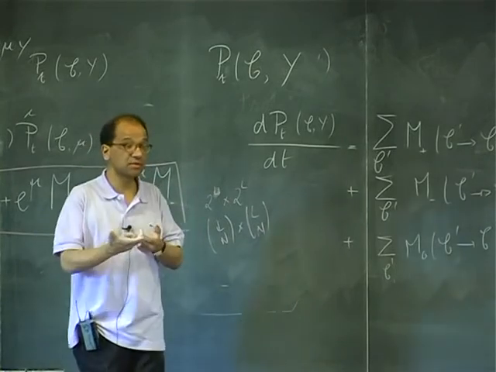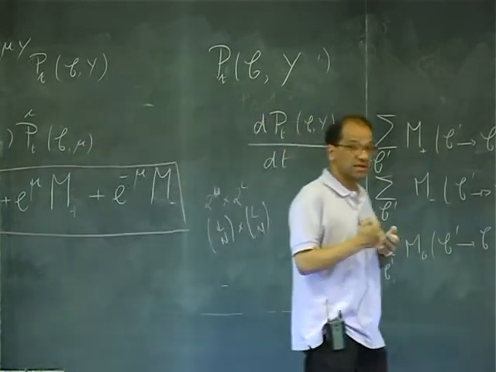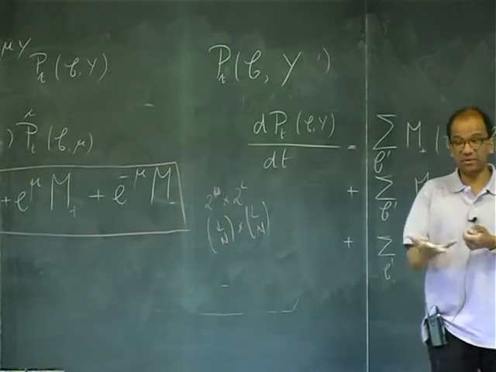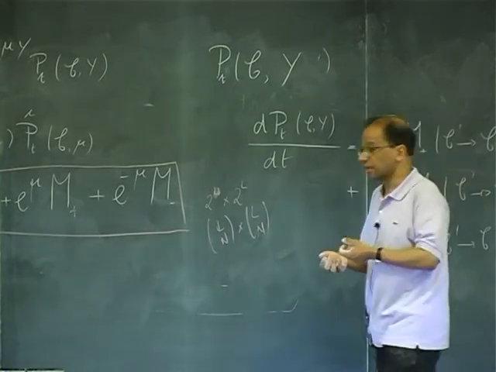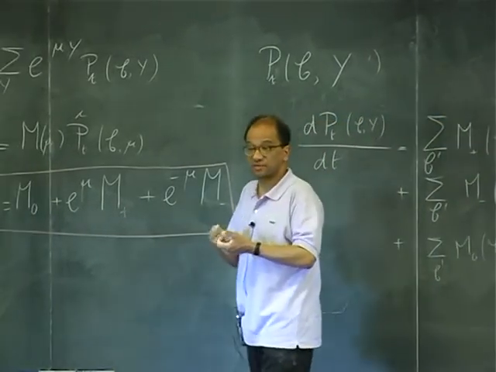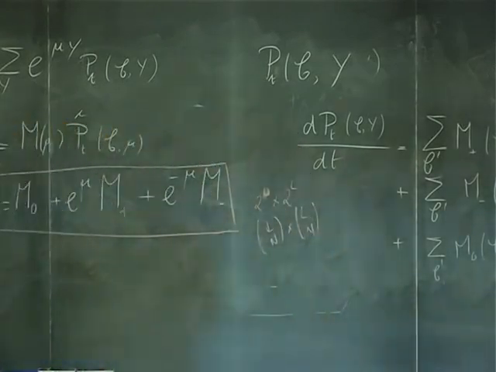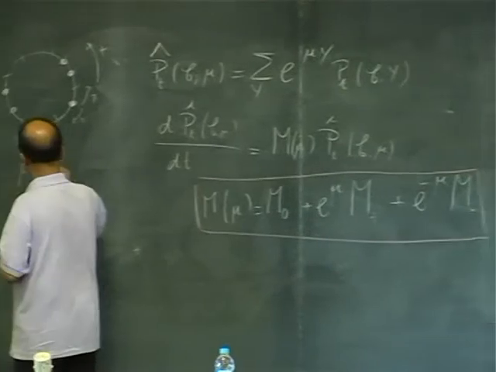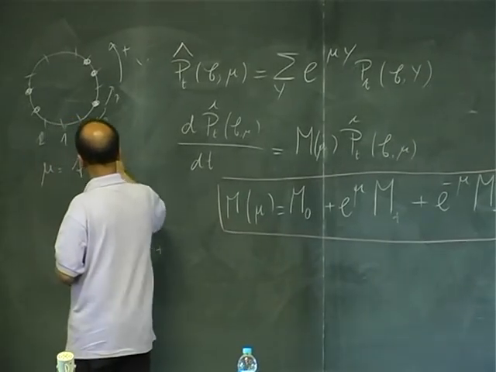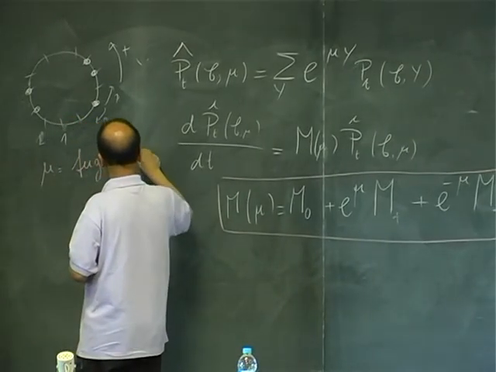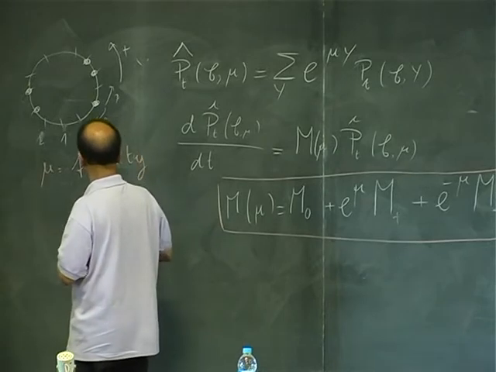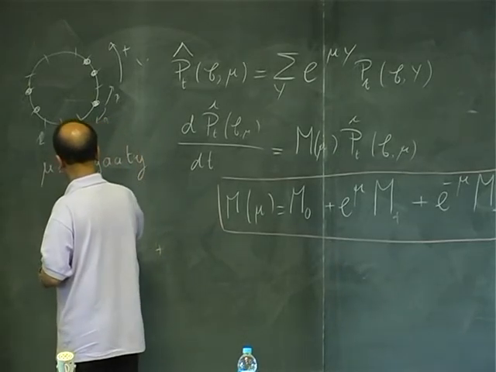Mu is a fugacity of the jumps, and each positive jump is counted with its exponential mu, and each negative jump is counted with its exponential minus mu. So mu is really a fugacity of the jumps. It's a dual variable. In fact, you're going to a kind of grand canonical ensemble with respect to the jumps.